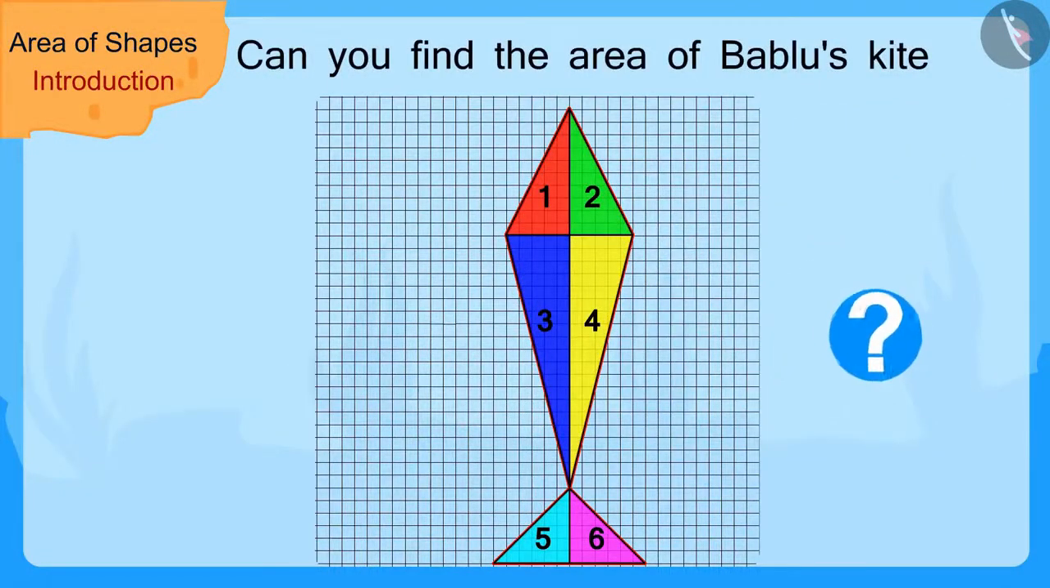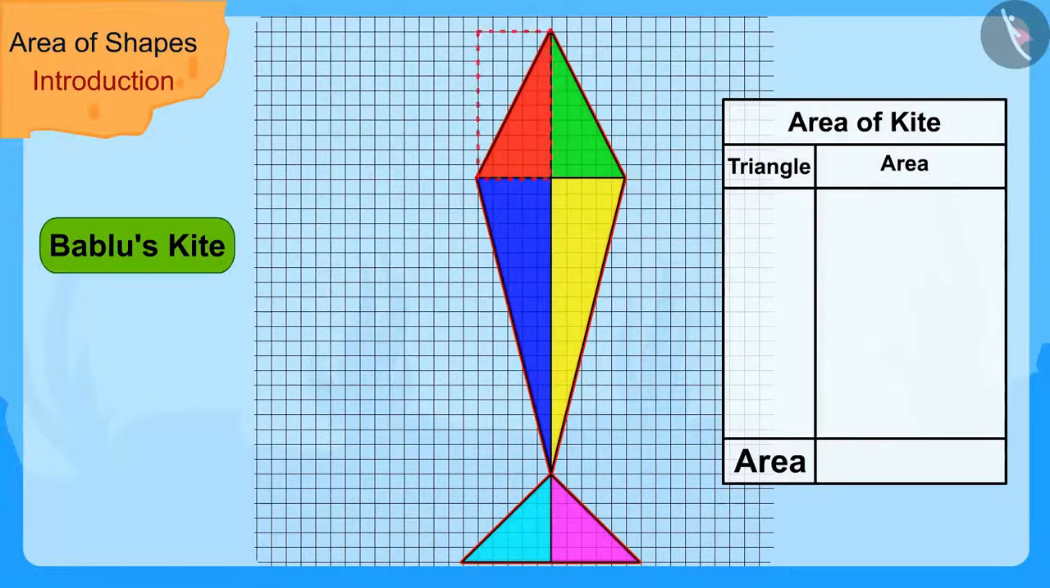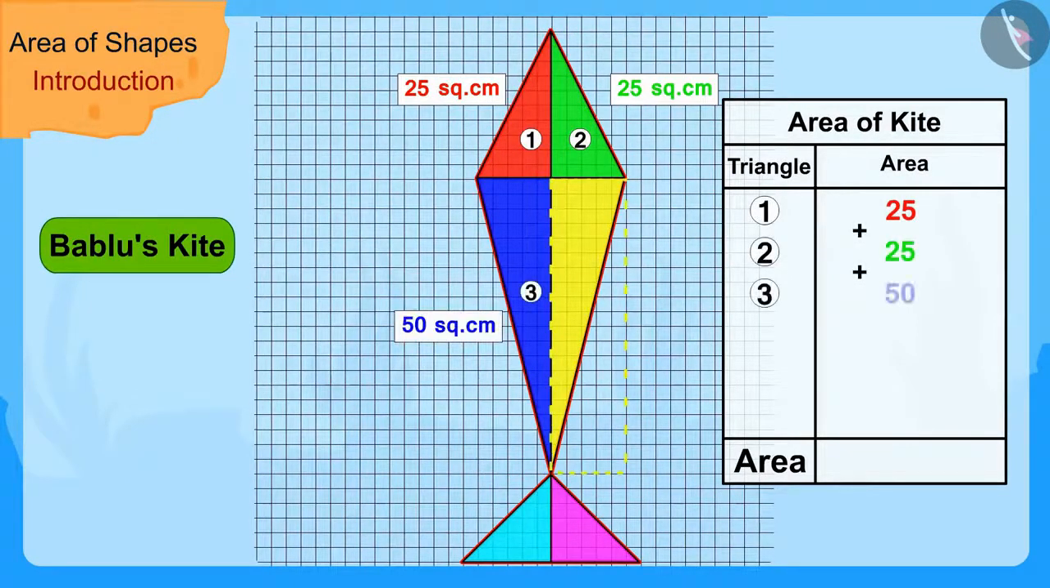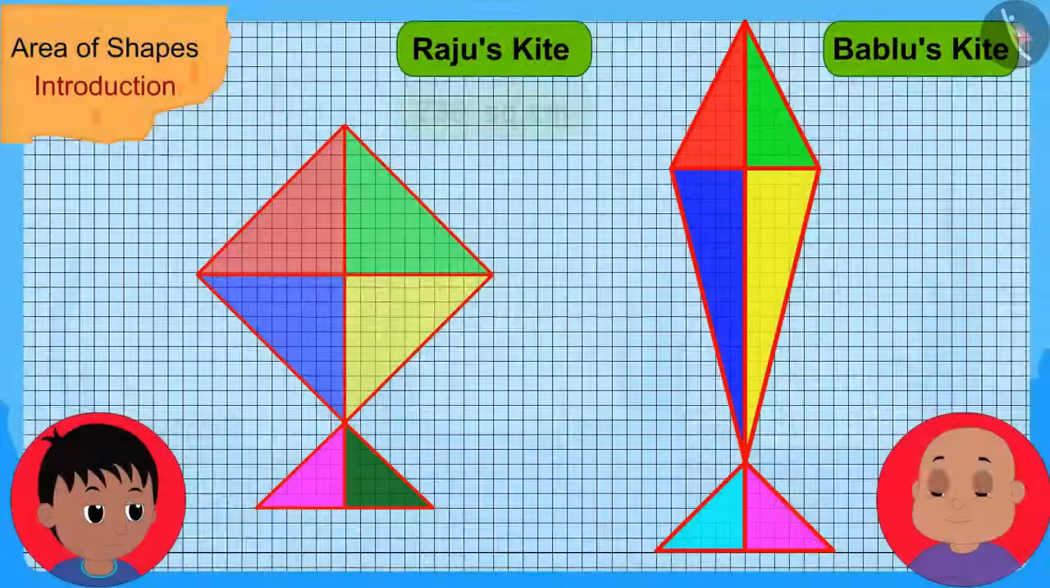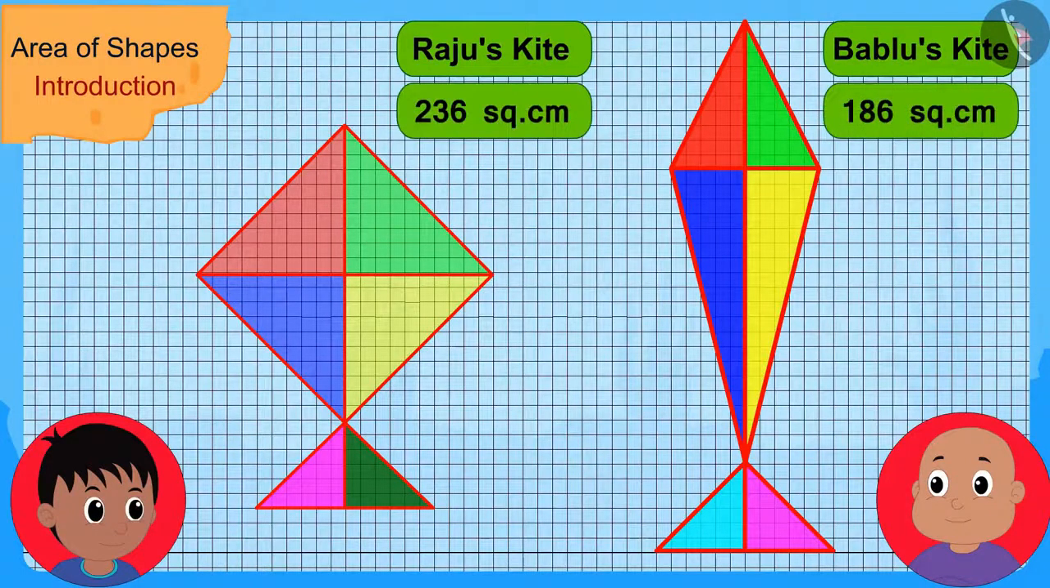Children, can you find the area of Bablu's kite by the process you just learned? If you wish to, you may stop the video and find the answer. We can find the area of Bablu's kite in this way. Bablu's kite has an area of 186 square centimeters. Raju also found the area of Bablu's kite just like you.